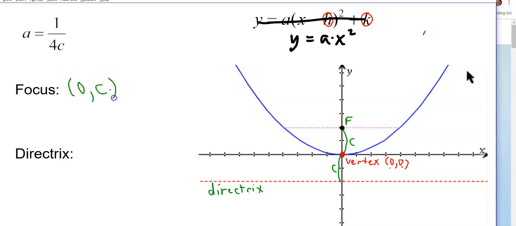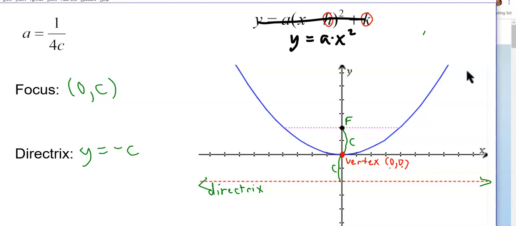Again, this formula is only good when the vertex is at the origin at 0, 0. The equation of this line right here, the directrix line, is going to be y equals, because it's horizontal, the opposite of c, because if c is, say, positive 2, it looks like it's positive 2 here, then the opposite of c would be the opposite of 2, or y equals negative 2.